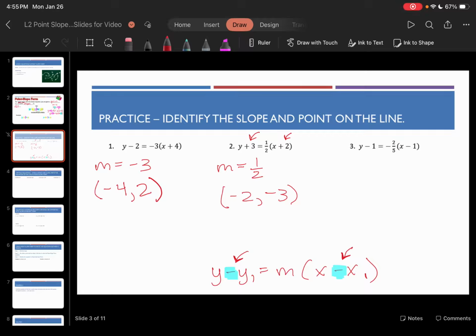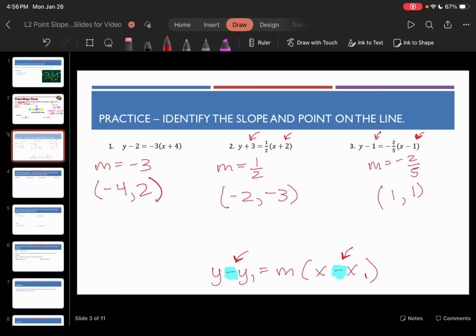And then last but not least, number 3, the slope is negative 2/5. And then the point, what do I plug in here? Remember, the formula is x minus something, so I'm just plugging in a 1. X minus 1 would be x minus 1, right? And the same thing over here. So this is the point 1 comma 1.